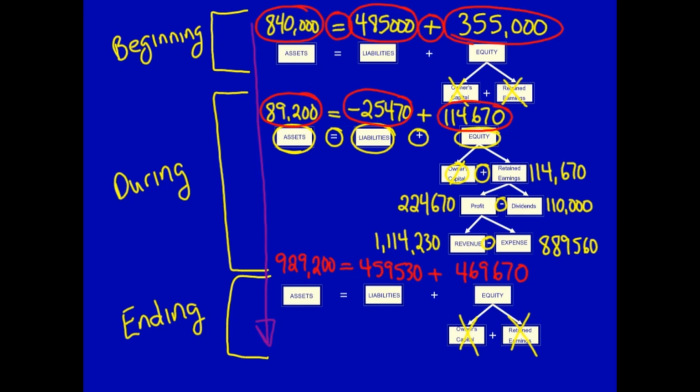Want to double check your number? Then check the addition for the ending equation. Liabilities of 459,530 plus equity of 469,670 is equal to assets of 929,200. Our equation works perfectly. Our question was, what is ending liabilities? And the answer is 459,530.